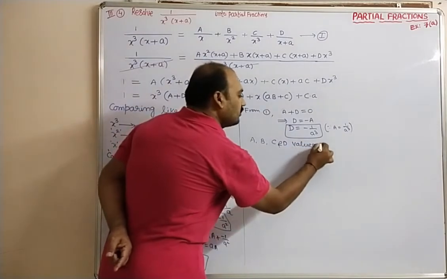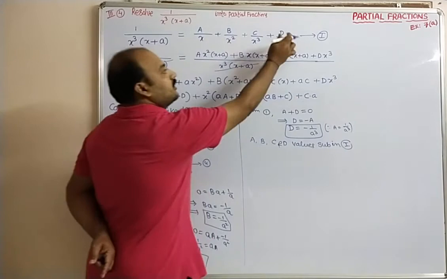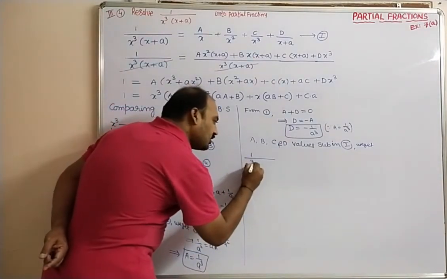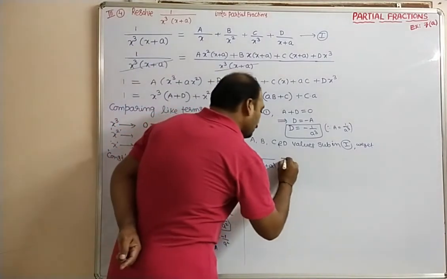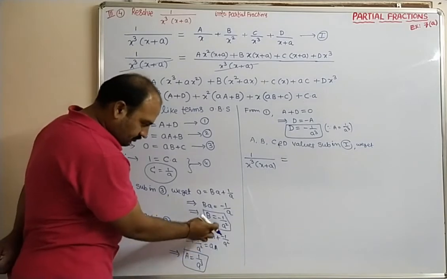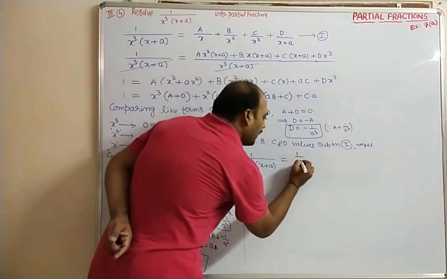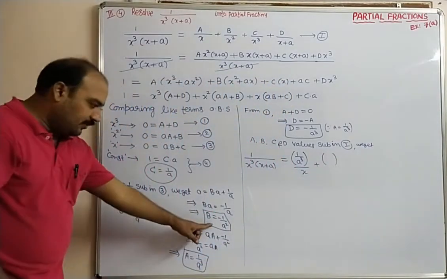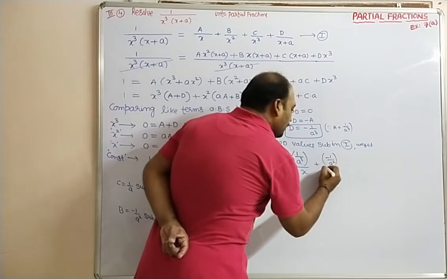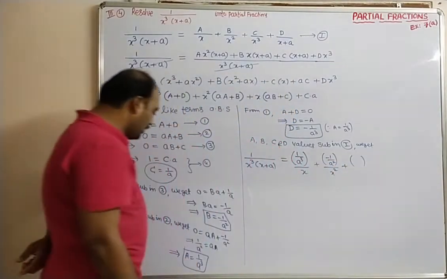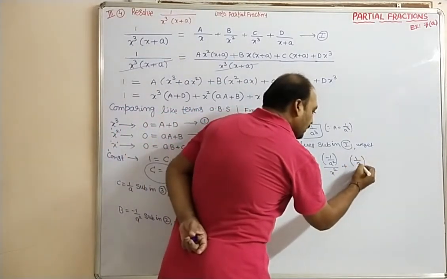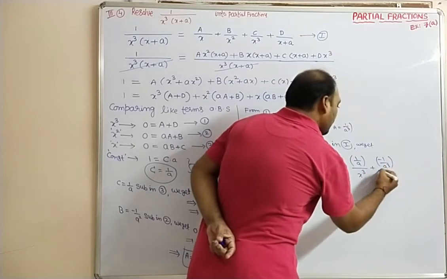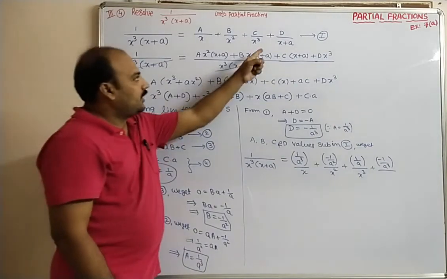Values substituted in equation 1, in this equation we get 1 divided by x cube into x plus a is equal to A. A value we got here, 1 by a cube, divided by x, plus B, we got the value of B, minus 1 by a square, divided by x square, plus C. C value is 1 by a, divided by x cube, plus D. D value is minus 1 by a cube, divided by x plus a.